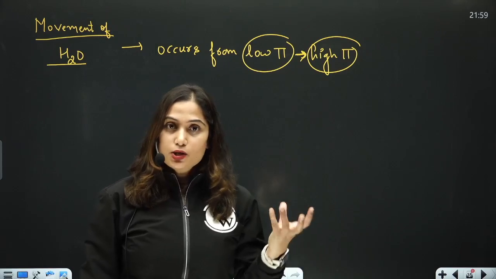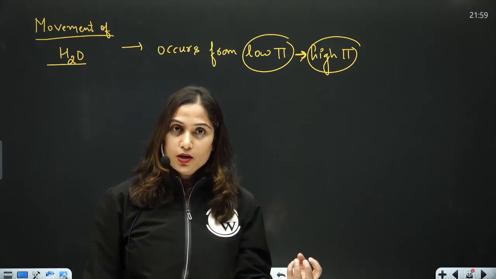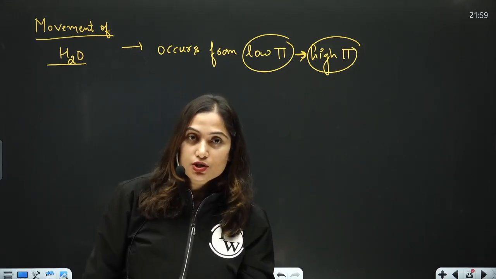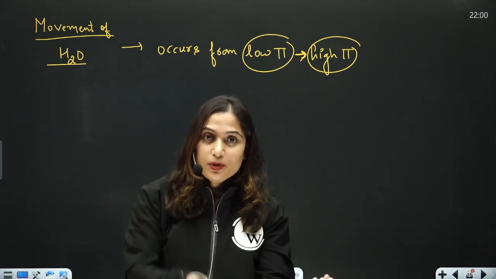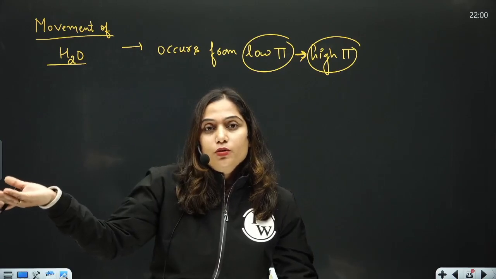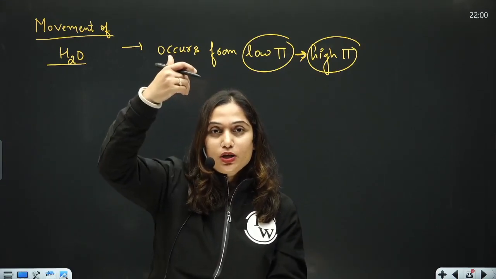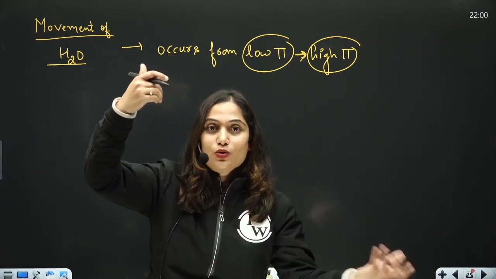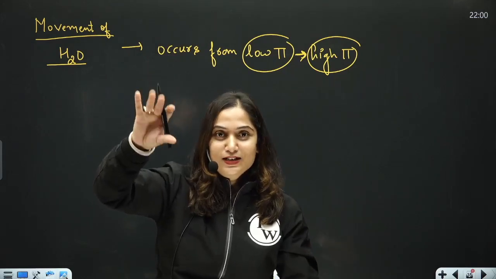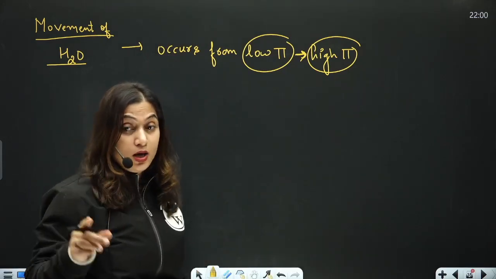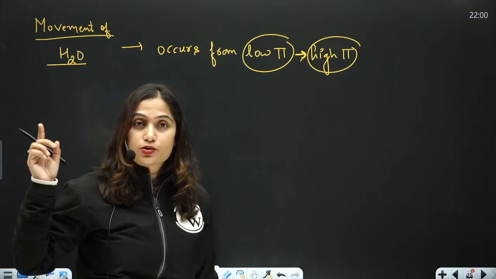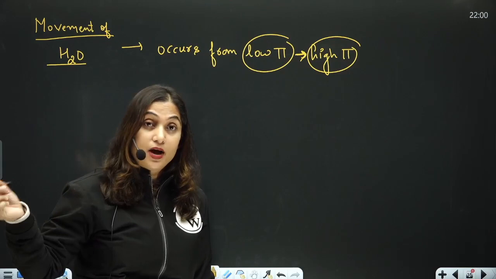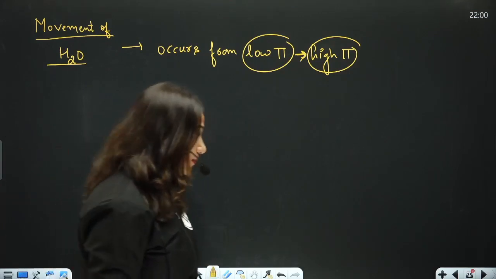How? The solution which has low osmotic pressure means the solute concentration is also low. If the solute concentration is low, that means water potential is high. So water will move from high water potential to low water potential. That means from low osmotic pressure to high osmotic pressure. Clear? Remember this one. Water moves from low osmotic pressure to high osmotic pressure, but in context to water potential, it moves from high water potential to low water potential.